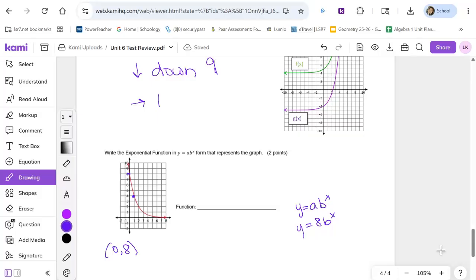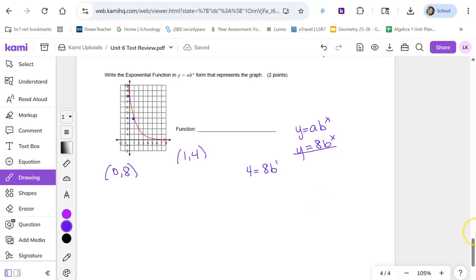So I have to put another point in for x and y. The easiest is when x is 1. So I'm going to plug (1, 4) into this. I'm going to have 4 equals 8 b to the first power. Well, b to the first power is just b. So 4 equals 8b. Divide by 8, 1/2 equals b. So my answer here would be y equals 8 times 1/2 to the x power. I hope this helps.